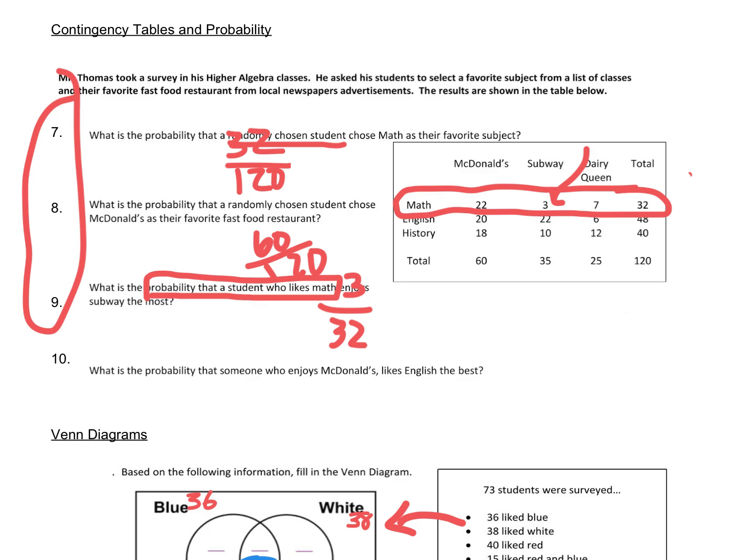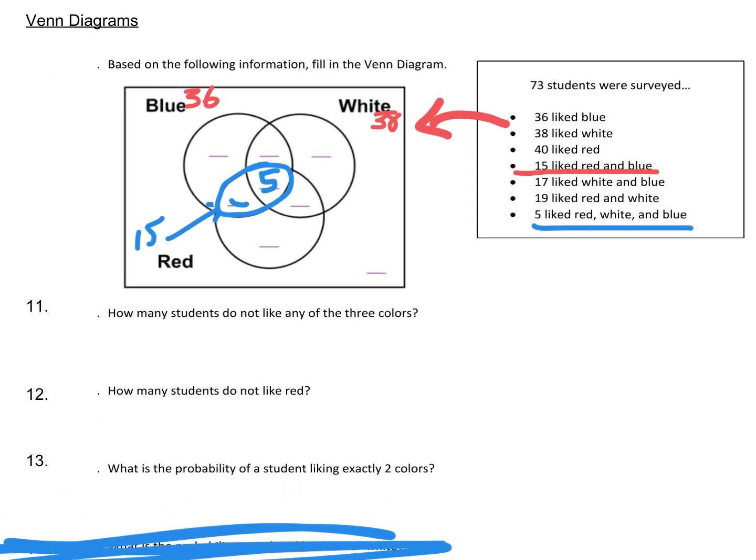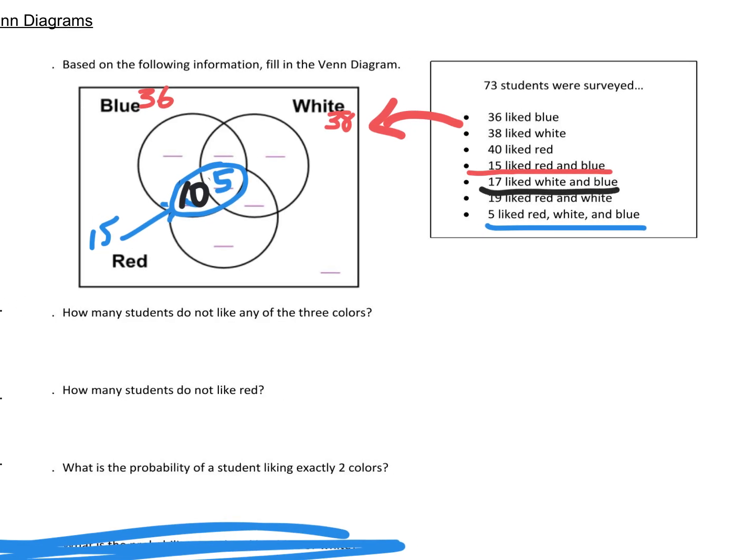All right. Then we go down to the Venn diagram here. And I tried to prevent the most common mistake was to just slap 15 right there. But 15 isn't right, but 10 is. And then this one, 17 liked white and blue. That's 17 total right there, but you can't write 17 right there, but you could write 12 there because 12 and 5 together would make 17. Then 19 liked red and white. That's these two.